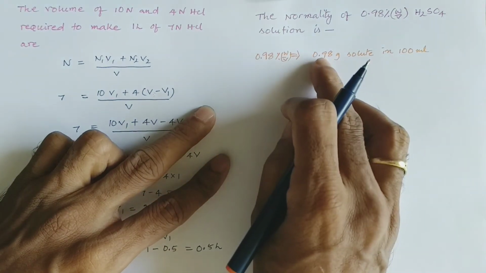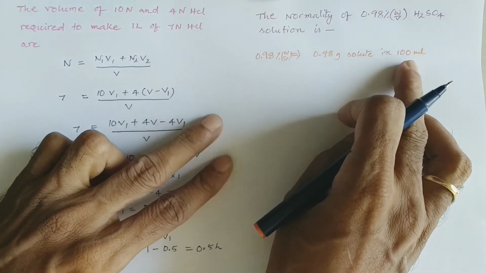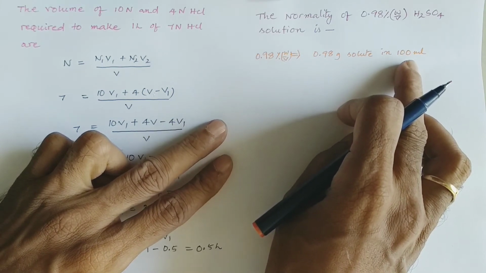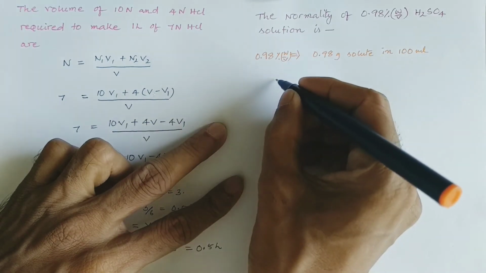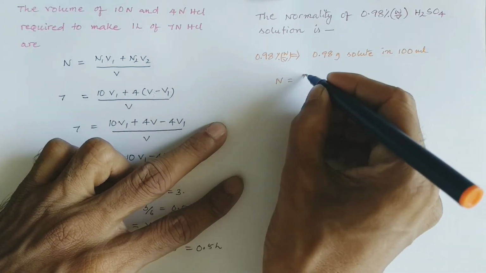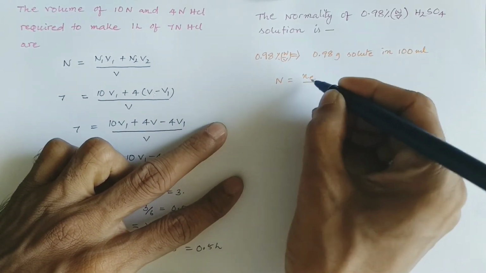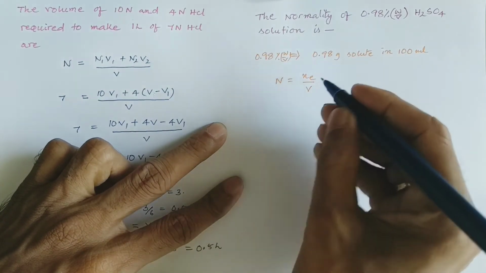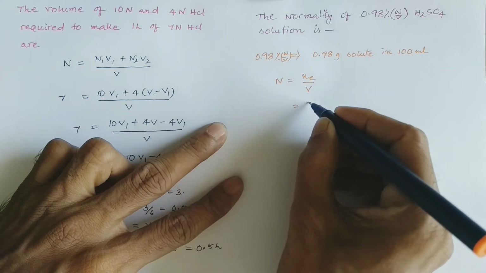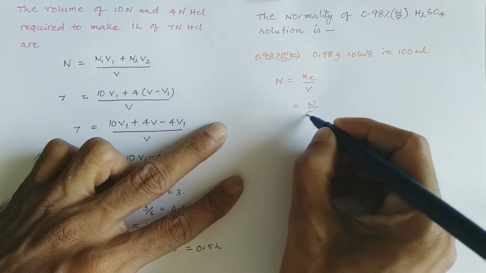So mass of solute is available, volume of the solution is also available. So you can directly calculate normality. Now normality is equal to what? Number of gram equivalents divided by volume of the solution in liters, right? Number of equivalents is equal to mass by gram equivalent mass.